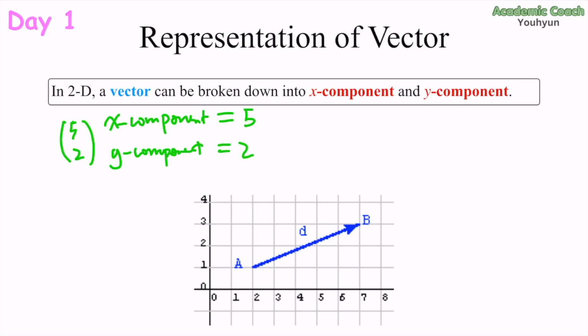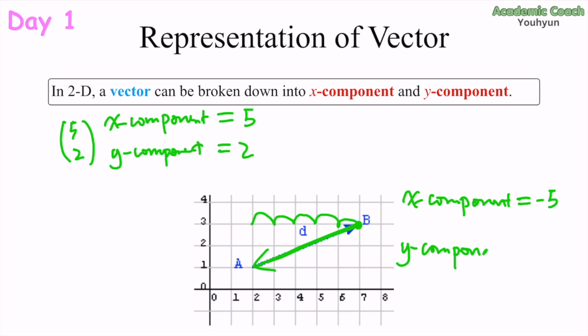What if it moves from point B back to A? If it's moving back from point B back to A, then in this case, the x component would be equal to negative 5, which means it moves to the left. And the y component would be negative 2. Again, this means that it moves down by 2 units along y axis. So x component and y component can be negative values.